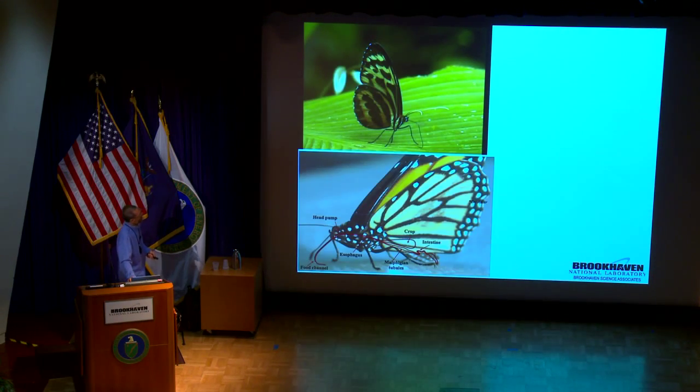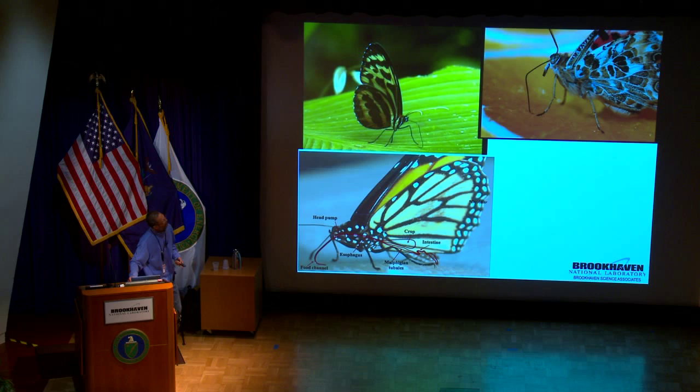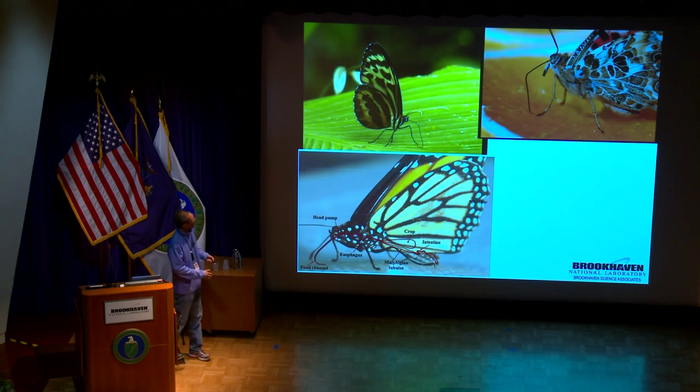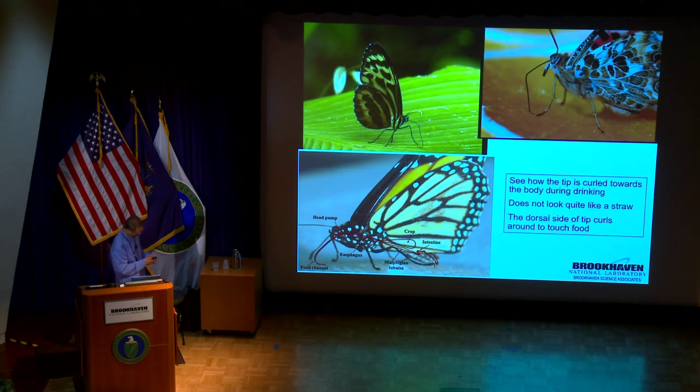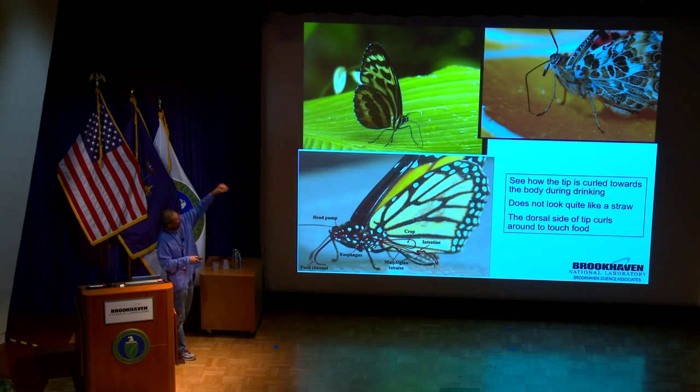So here are some pictures of butterfly feeding. Now, there's something unusual about this. The unusual thing about these pictures is this. See how this tip is curled like that? It's not like how you would do a straw, right? You see this, it curls inside like this. So this is how it feeds.